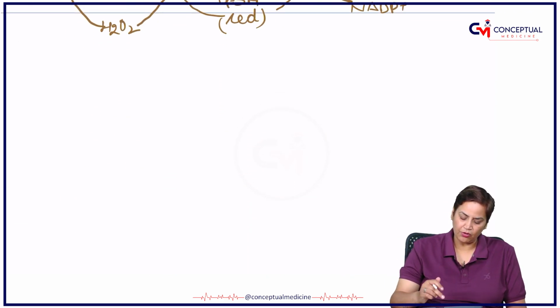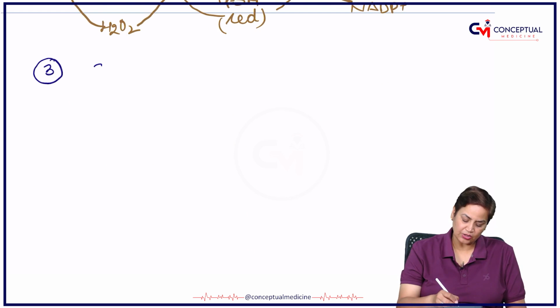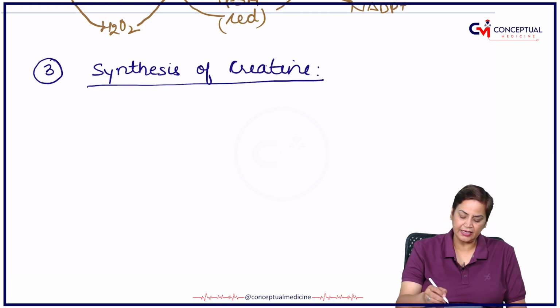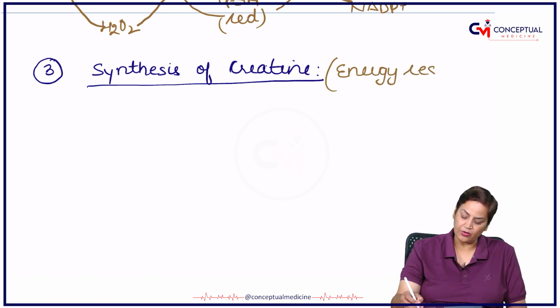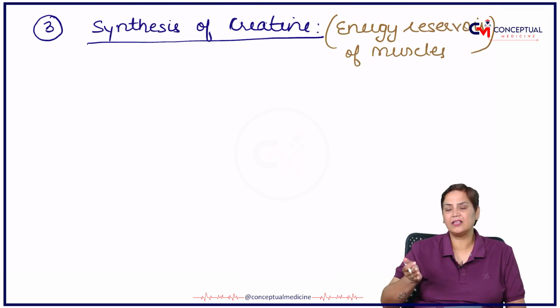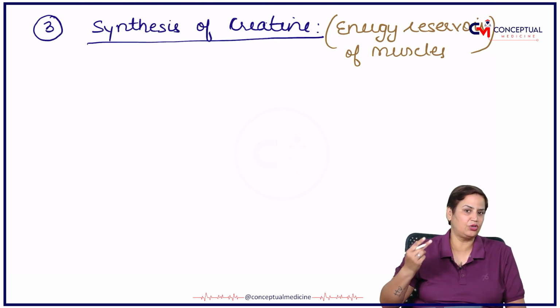Then the third function of glycine is synthesis of creatine. And what is creatine? Creatine is the energy reservoir of muscles. Now, what happens is the synthesis of creatine takes place in two organs.